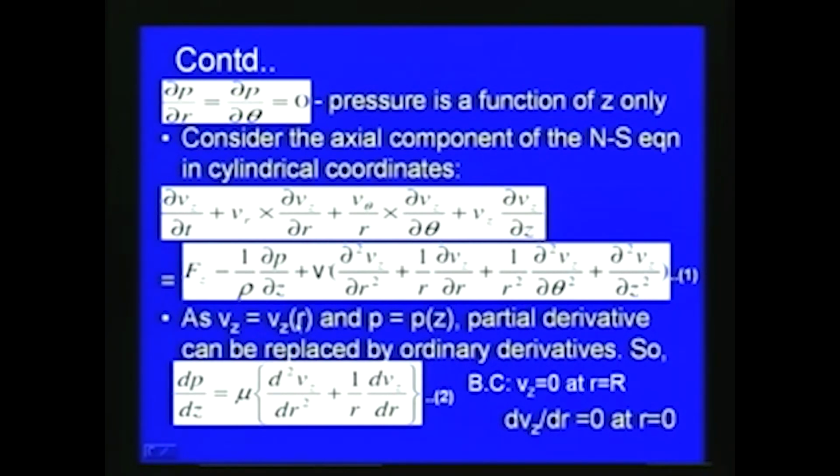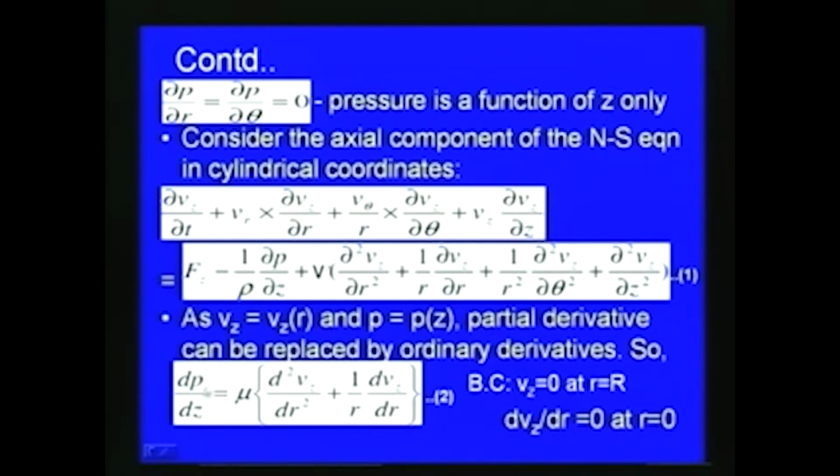So, Vz is a function of r, and p is a function of z, and the partial derivative can be replaced by the ordinary derivative. So now the time component is gone, and we can simplify this equation with respect to the various assumptions used here.